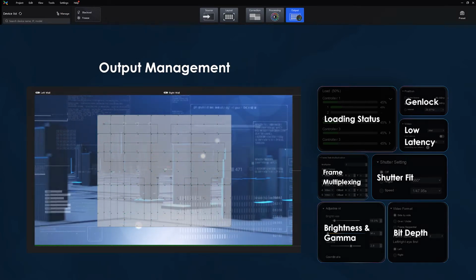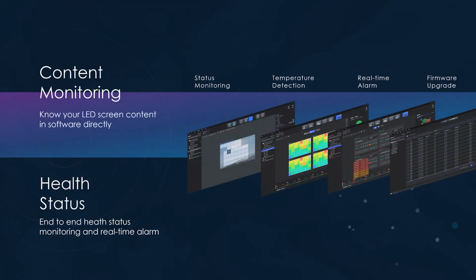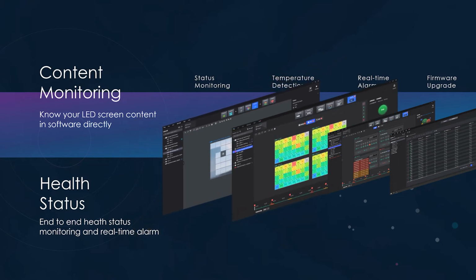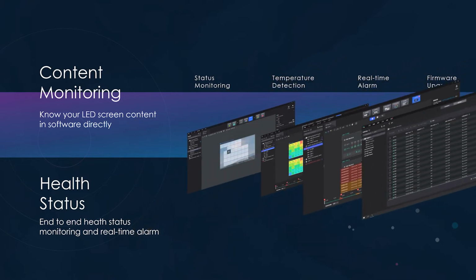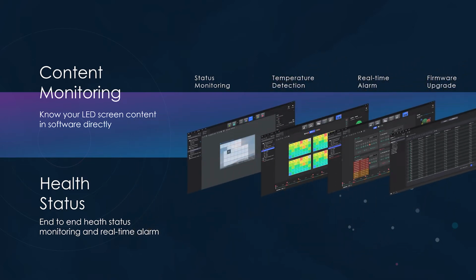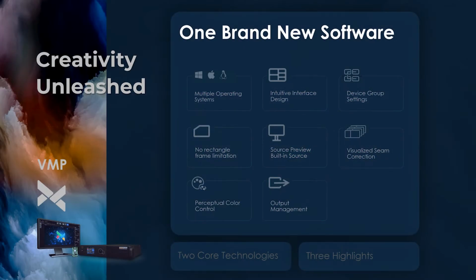And just to round out all these features with some additional peace of mind, NovaStar VMP provides status monitoring, temperature detection, and real-time alarms. In summary, NovaStar's vision management platform is intuitive, ready for use across multiple platforms, provides for group settings, source previews, and simplified scene correction, and includes a suite of perceptual color control tools.